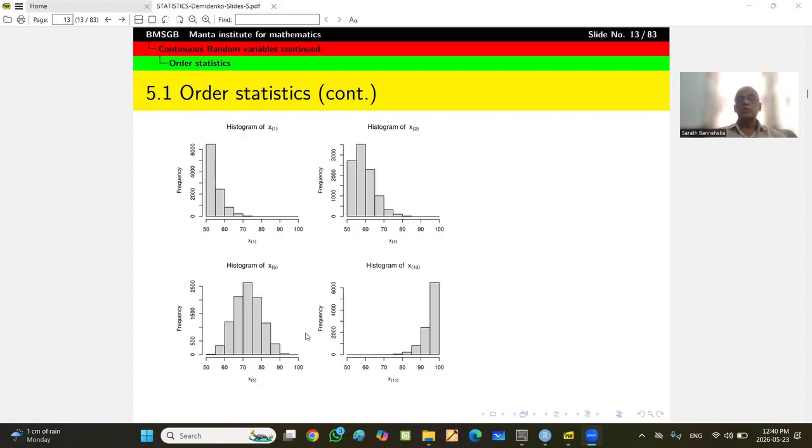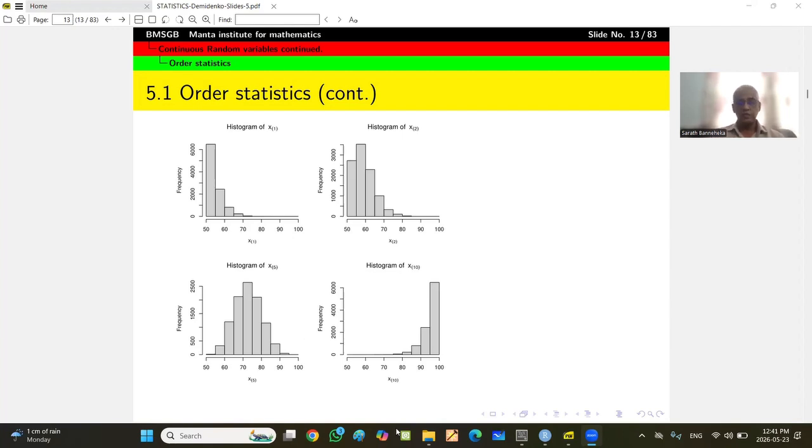But the first one is most likely to be close to 50, right? Very rarely will the minimum value be close to 100, or even 90 or 80. There's a small probability that the minimum of our sample will be close to 75 or so, but very, very rarely. Only very rarely will the minimum of our sample be more than 60.